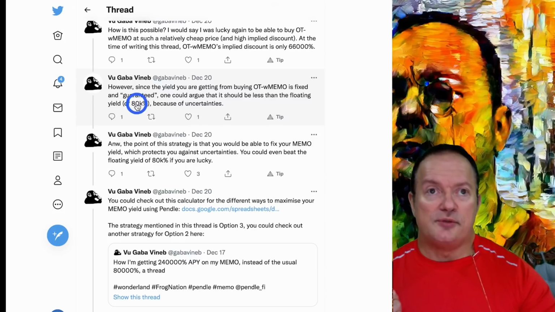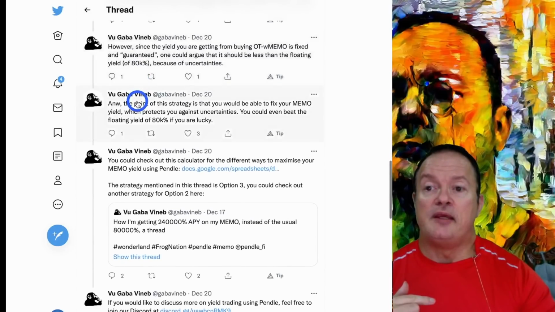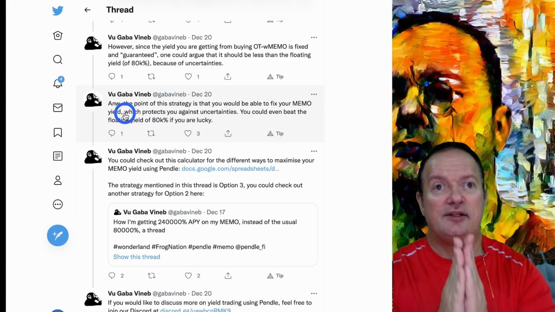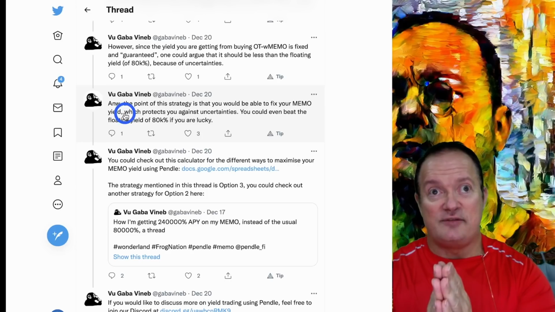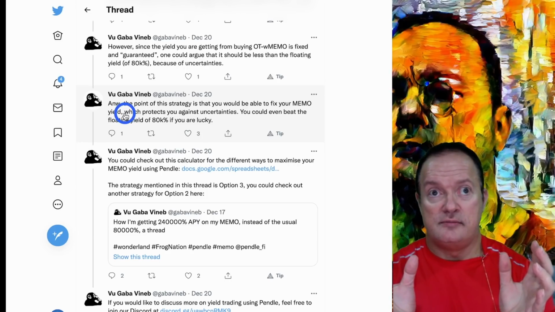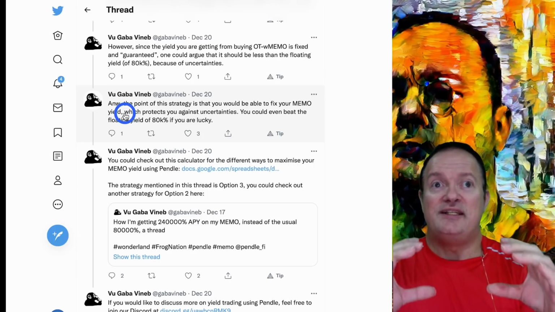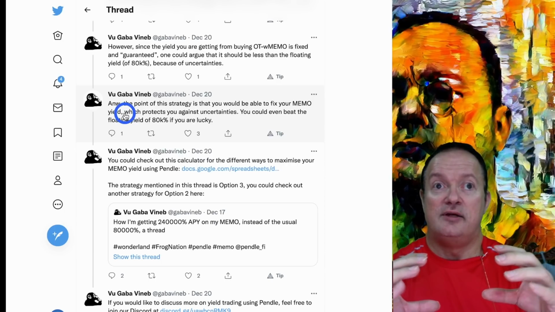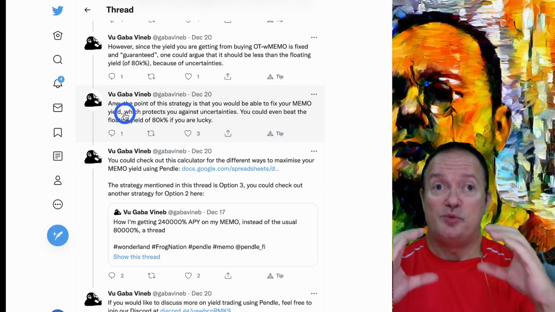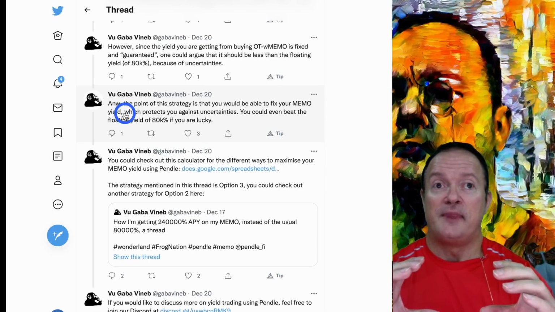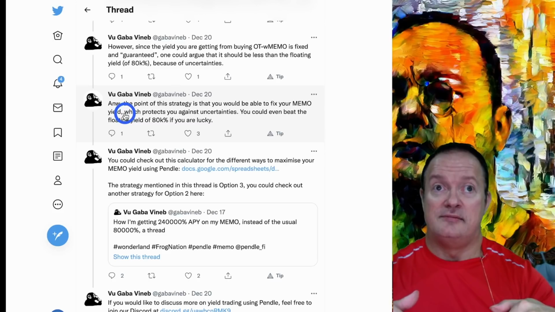So at that time, also the yield was higher on the Wonderland website. The point of this strategy is that you'd be able to fix your MEMO yield. So if you're scared that the MEMO yield is going to drop, you can fix it for 2 months, and be guaranteed that yield, which is not a bad idea. It's kind of an insurance. It reduces your risk, your downward risk.